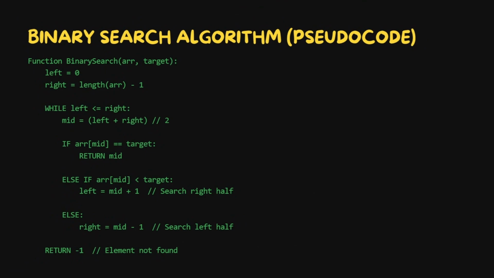Else if array of mid is less than target, we need to search the right half, which is left equal to mid plus 1, so then it will search from left to right. Else, we have to search the left half, so right equal to mid minus 1. Finally, after iterating through the array, if the element is not found, we return minus 1.